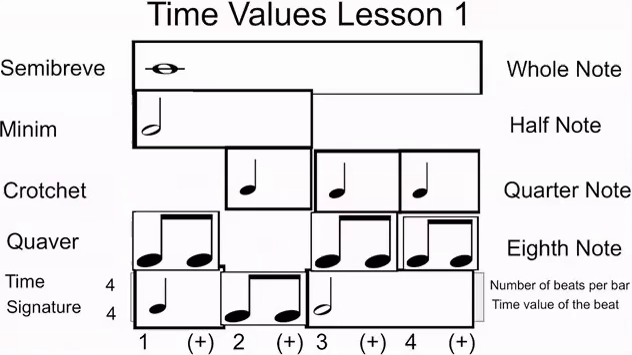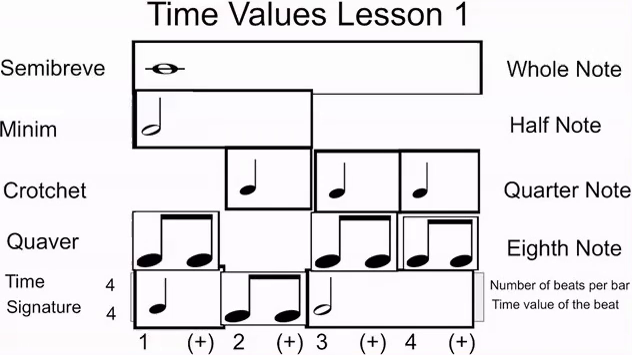The beat is the regular pulse that ticks away like a clock. 1, 2, 3, 4. It doesn't vary at all. The rhythm is the combination of different lengths of notes and also rests, which are silences. We'll come on to those in further videos. So the beat of this bar is 1, 2, 3, 4. The rhythm of it is 1, 2, and 3, 4.